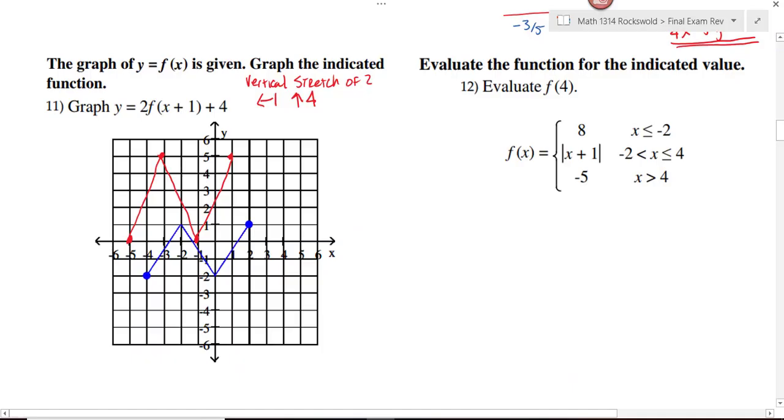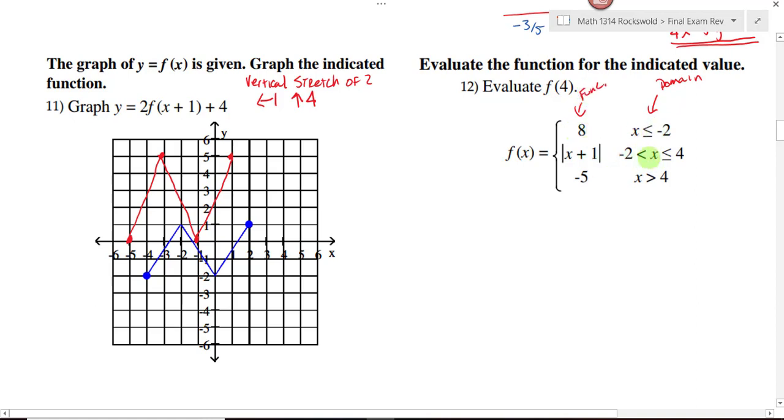Number 12 asks us to evaluate a function for the indicated value, and this is a piecewise function. On the left we have 3 different functions essentially over 3 different domains. So this would be the domain of that function, and it tells you when to use which of the 3 functions. So when x is less than or equal to 2, we have a constant function.